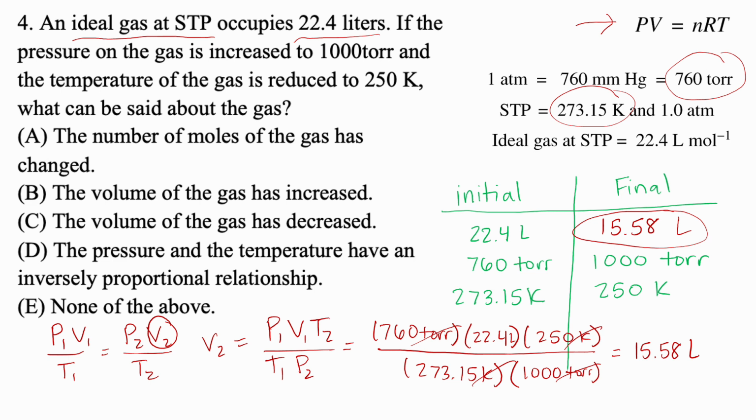So we know we went from 22.4 liters to 15.58 liters, which means our volume of the gas decreased. So the answer for number 4 would be C.